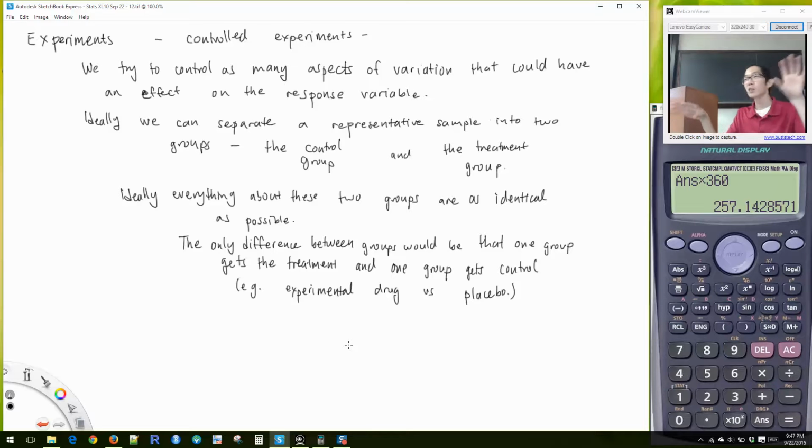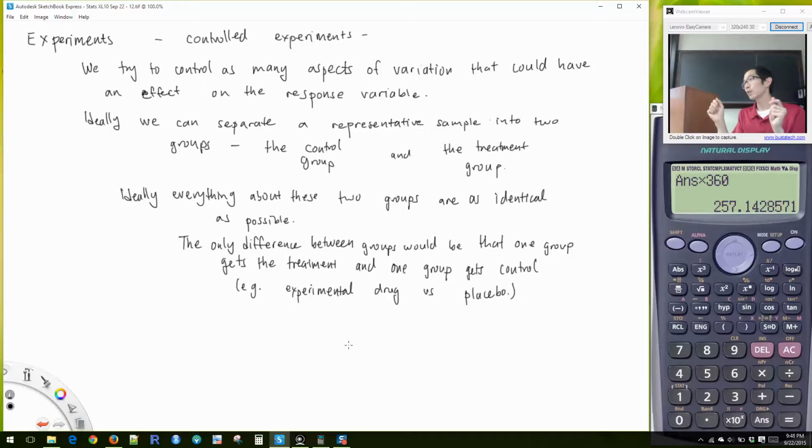This group, you get the placebo. And at the end of the study, if there is a difference between the two groups, we can say, hey, both of these groups were exactly the same, except this group got the drug, this group got the placebo. Therefore, the difference we observe is due to the drug or the placebo. Okay? That's ideally what we can do.